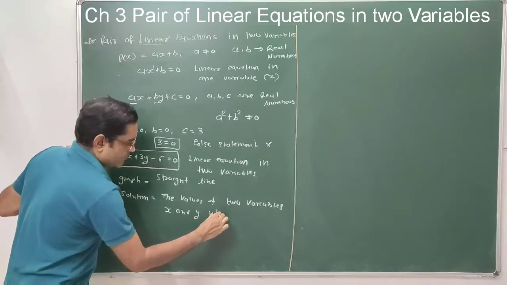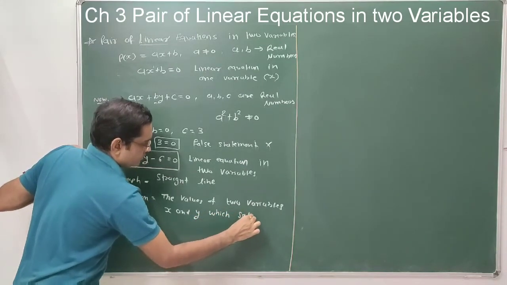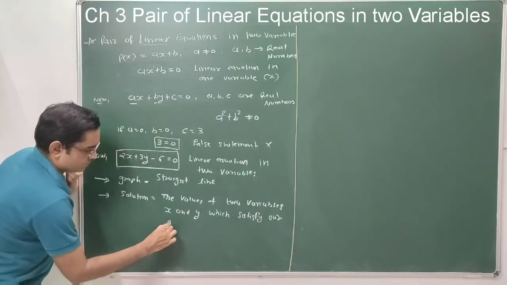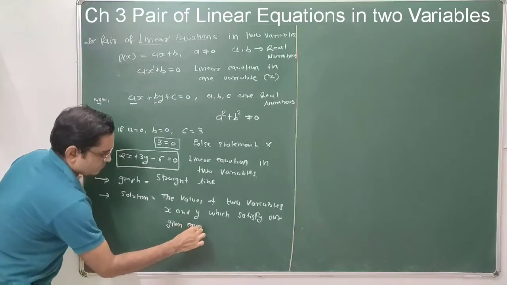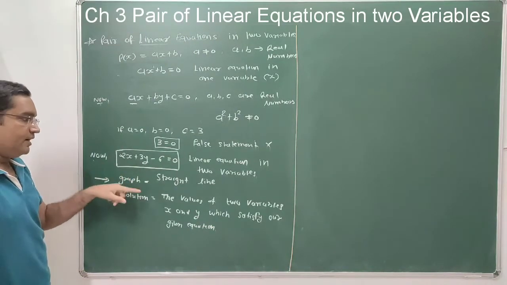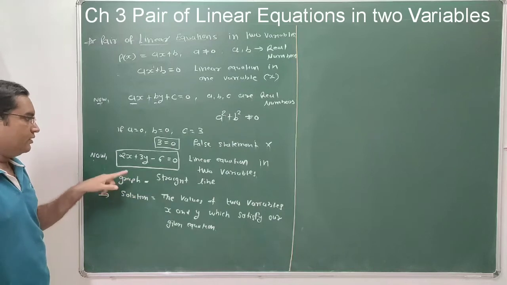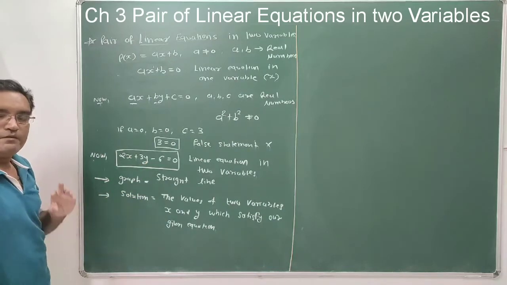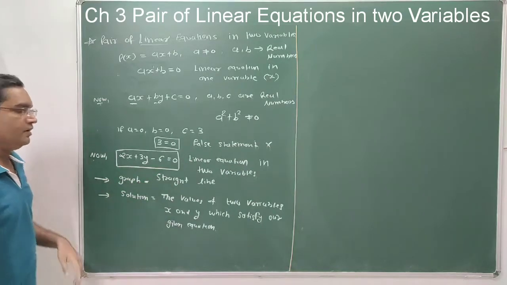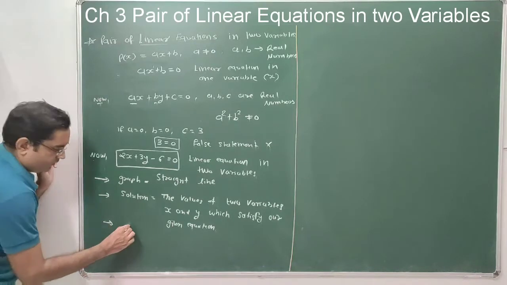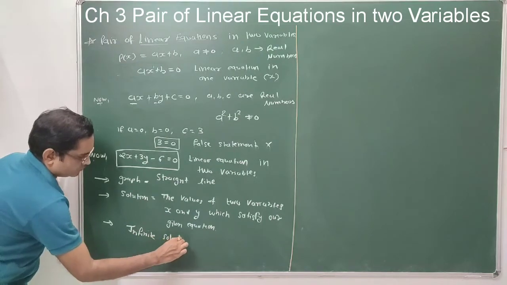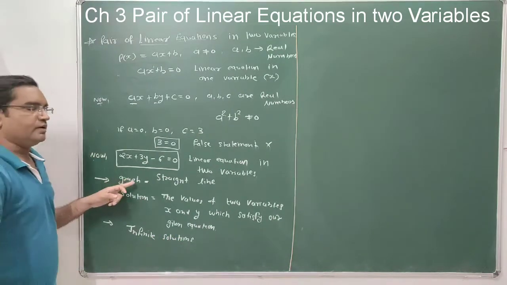which satisfy our given equation. The values of these two variables x and y which satisfy our given equation is called the solution of this linear equation. We have already studied that there are infinite solutions of a linear equation in two variables. There will be infinite solutions for this linear equation in two variables.